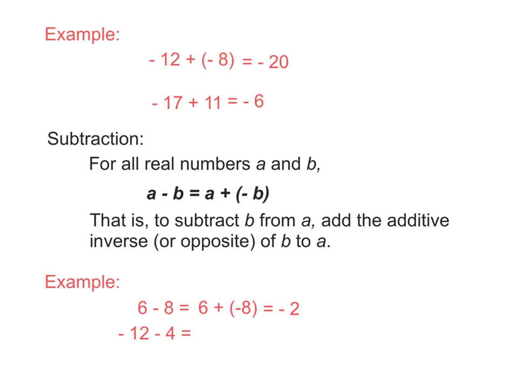Now let's look at another example. Let's say we're subtracting 4 from minus 12. Well, what do we do here? So remember the rule, we want to take the additive inverse or opposite of 4, which makes it minus 4, and then add the two numbers. So this would give us minus 12 plus a minus 4. Now we're adding two numbers which have the same sign. The absolute value of minus 12 is 12, the absolute value of minus 4 is 4. 12 plus 4 is 16. We keep the common sign, and our answer comes out to be minus 16.